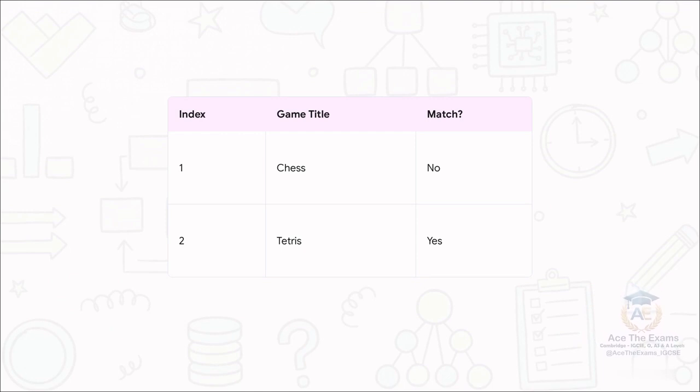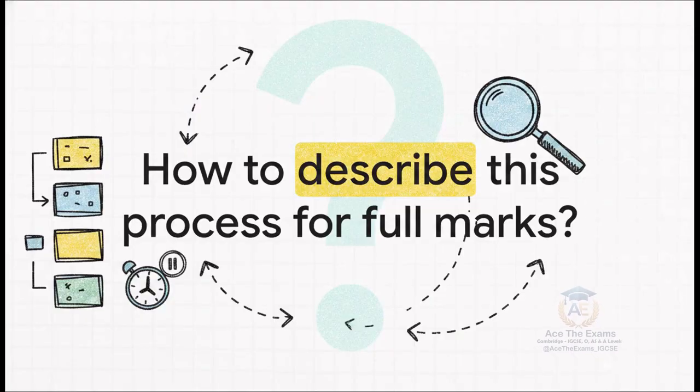A linear search looks at every single item in a dataset sequentially, just one by one until a match is found. So it checks index 1, chess, no match. It moves on, checks index 2, Tetris, yes, match found, search complete. So here is your challenge. If the exam asks you to describe the linear search process shown in the table, how would you actually write it to guarantee full marks?